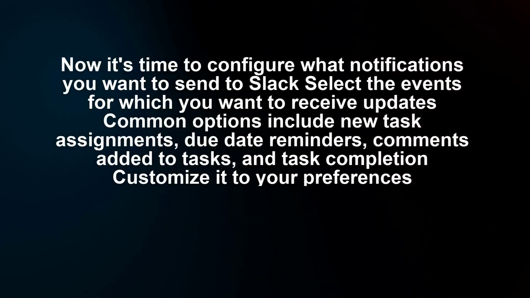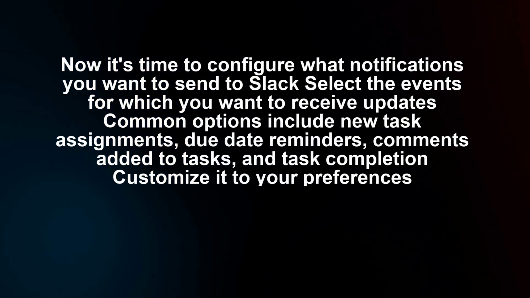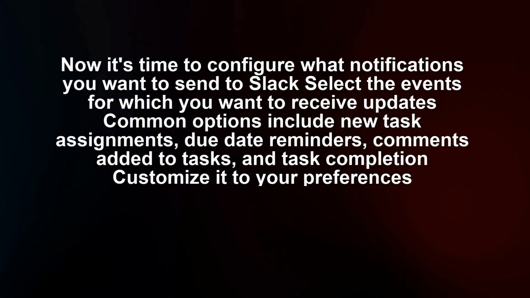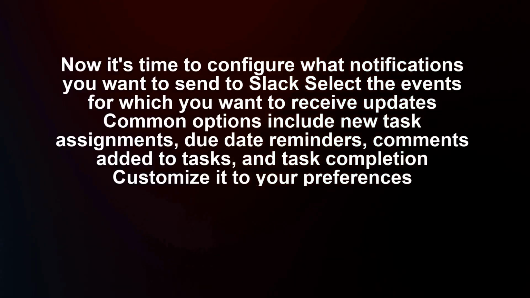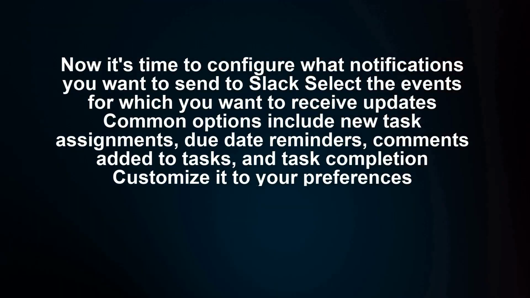Now it's time to configure what notifications you want to send to Slack. Select the events for which you want to receive updates. Common options include new task assignments, due date reminders, comments added to tasks, and task completion. Customize it to your preferences.